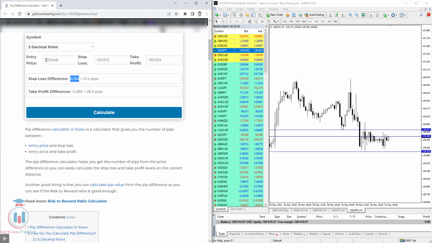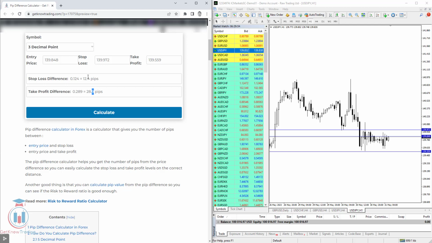With 3 decimal points, when we click calculate, we get the price difference with 3 decimal points. So the price difference between the entry price and the stop loss is 0.124, and the price difference for the profit is 0.289. So you get that you have 12 pips and 4 pipettes, or 12.4 pips. And for the take profit you get 28.9 pips, which is 28 pips and 9 pipettes.